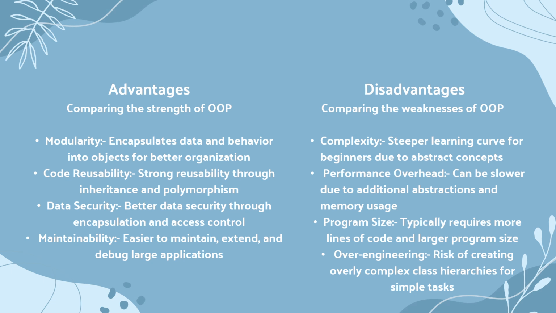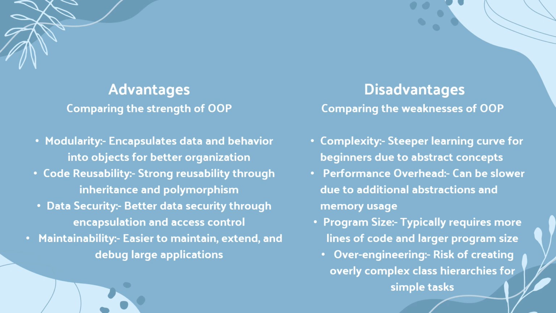Advantages. Comparing the strengths of OOP. Modularity: encapsulates data and behavior into objects for better organization. Code reusability: strong reusability through inheritance and polymorphism. Data security: better data security through encapsulation and access control. Maintainability: easier to maintain, extend, and debug large applications.